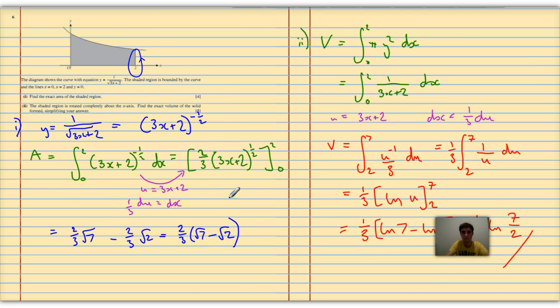Just a quick note. Before, when I was in this question, I said that 3 times 2 plus 2 was 7. It clearly isn't 7, it's 8, so that should be an 8. Similarly here, change the limits. That should have been an 8, and that an 8. So our end answer should have been a third ln 4. Sorry about that, but we all make mistakes.